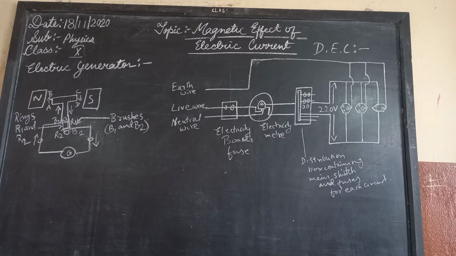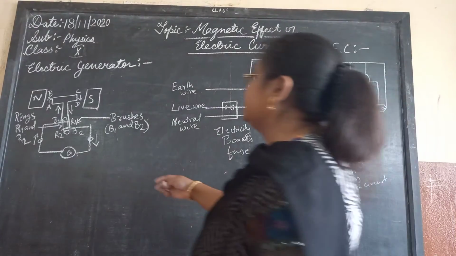Most power stations constructed these days produce AC. In India, AC changes direction after every 1 by 100 seconds. That is, the frequency of the AC is 50 hertz, and the most important advantage of AC over DC is that the electric power can be transmitted over long distances without much loss of energy. So this is how the electric generator is explained by this particular diagram.